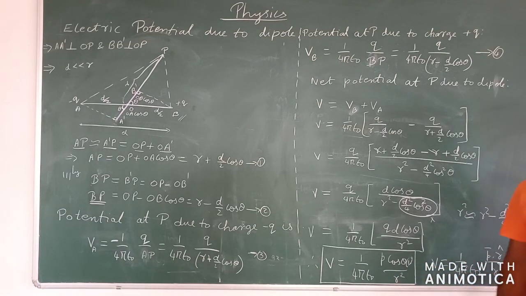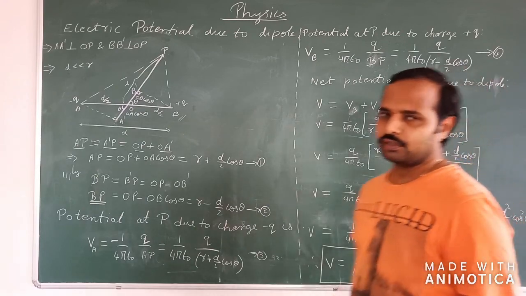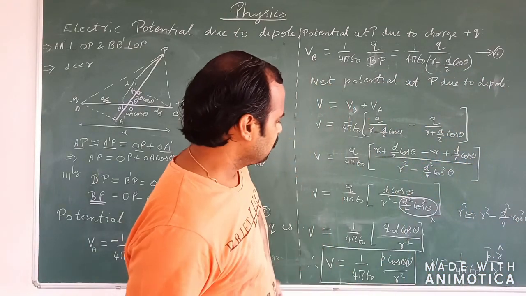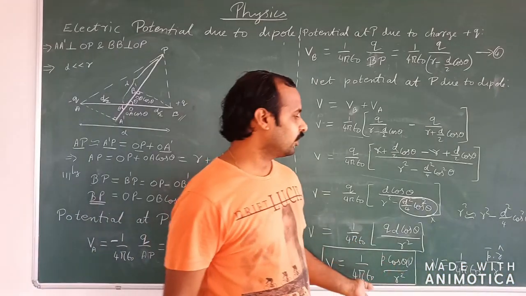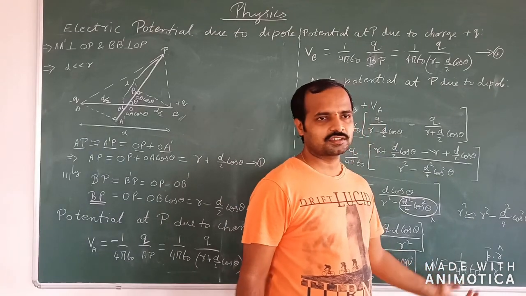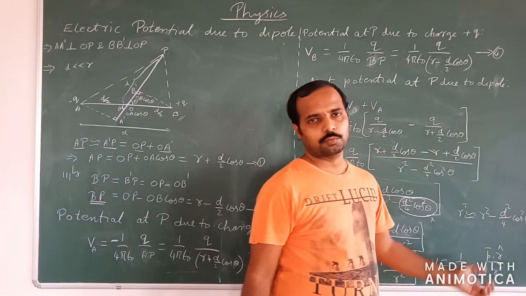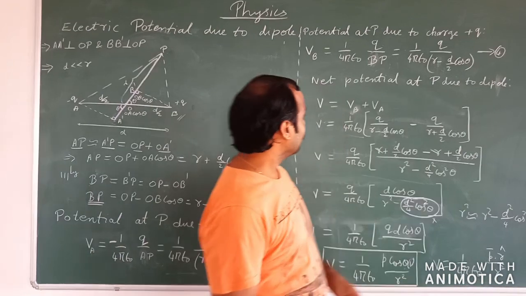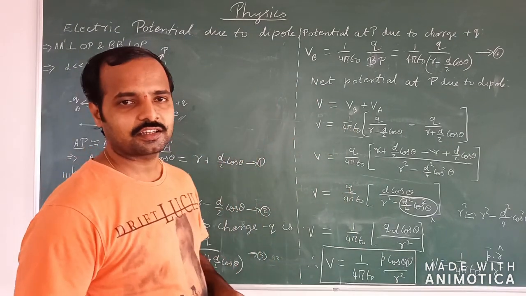So this is about electric potential due to an electric dipole. It's a very important point to remember: potential is a scalar quantity, but the expression for it contains a dot product. So this is about electric potential due to an electric dipole.